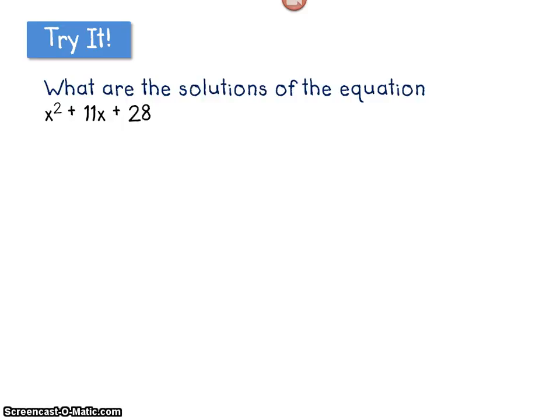Okay, so let's try it. Keep in mind how you answered your question. What are the solutions of the equation x squared plus 11x plus 28 equals 0? I hope you answered the question by saying the first step is to get the equation to equal 0. Well, here it's already equal to 0, so that first step is done for you. But I'd like you to go back to the 3 guided practice problems that we did together, and I want you to try this one on your own. So pause the video, and when you're done, press play.